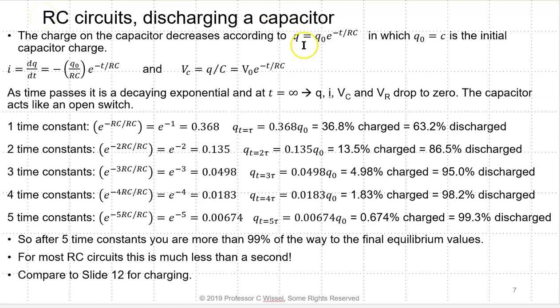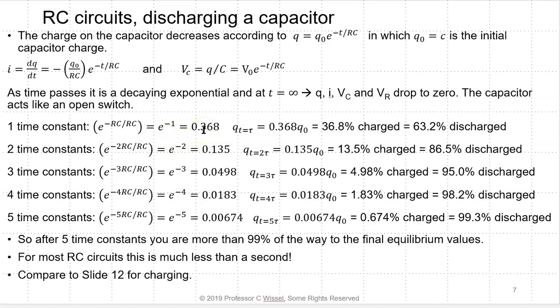So here are the equations, and this is for discharging a capacitor. As time passes, this acts like a decaying exponential, and at time t equals infinity, Q, I, VC, and VR all drop to zero. The capacitor then acts like an open switch. So after one time constant, we're looking at this exponential term in here. The exponent of minus RC over RC is equal to the exponent of minus 1. It's just one time constant.